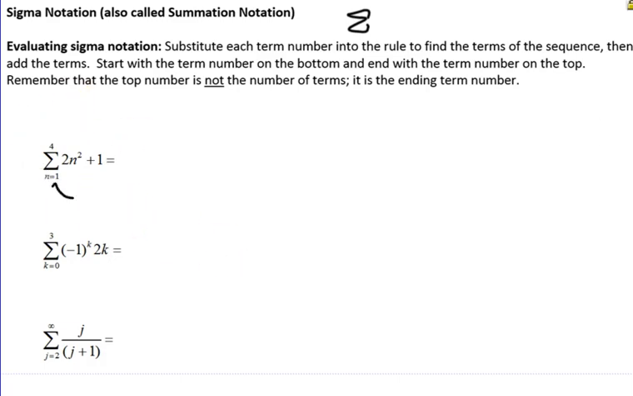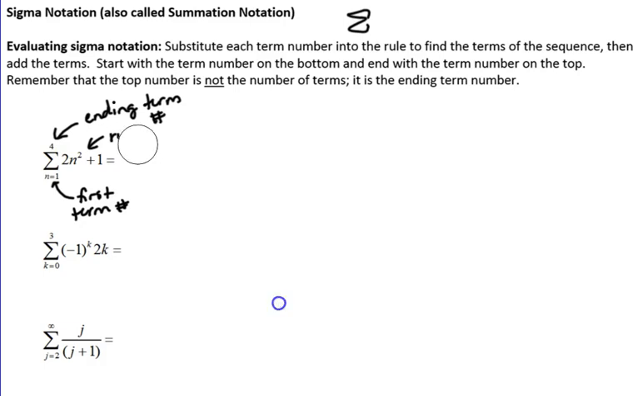The number below the sigma sign is the first term number, so the starting term number. The one above is the ending term number. Let me point out that that is not always the number of terms in the sequence. In this case, since we start with 1 and end with 4, there are 4 terms in the sequence. But if you look below, if we start with 0 and end with 3, there are still 4 terms in the sequence. So that number above does not tell me how many terms I have, just the ending term number. Then the 2n squared plus 1 is the rule for finding the terms in the sequence.